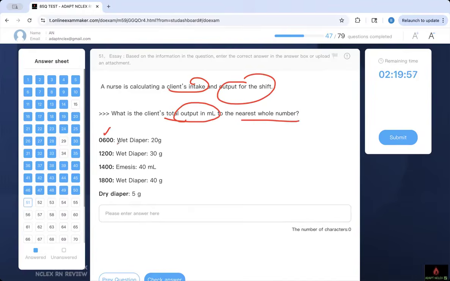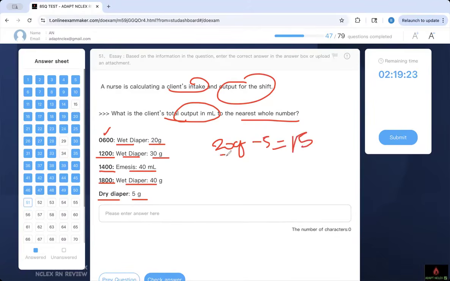6 o'clock, wet diaper, 20 grams. 12, wet diaper, 30 grams. 1400, emesis, 40. 1800, wet diaper, 40. Dry diaper is that. To calculate total output, diaper is an output. There was 20 grams. You have to subtract the dry diaper, which is 5, so you get 15.